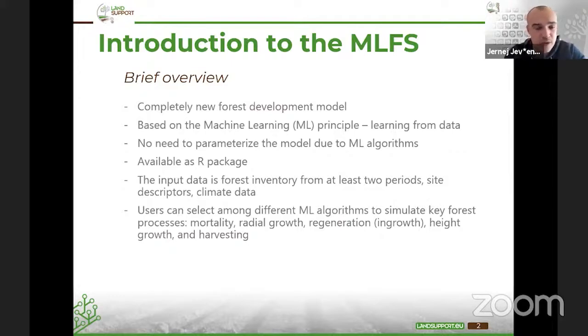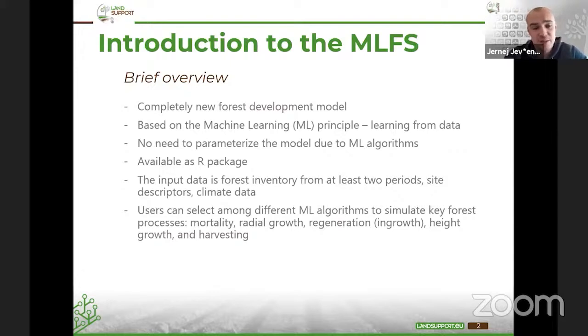We have been working on it for about 2 years, and we already have the first version, which is available as an R package, currently on GitHub, but we are planning to also post it on CRAN. When we developed this model, we had in mind that it should be as general as possible, so that we can make it very user-friendly and useful for different countries and for different data structures. What is important is that it is based on forest inventory data, which is sampled across the globe. And then users have many different options, from selecting machine learning algorithms to selecting the forest processes to be simulated.